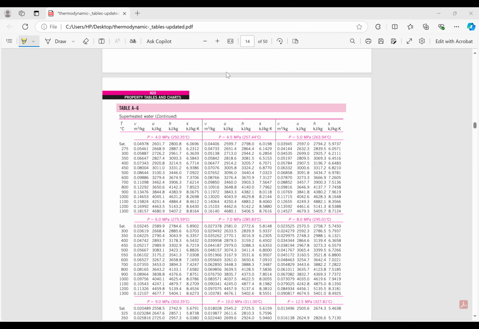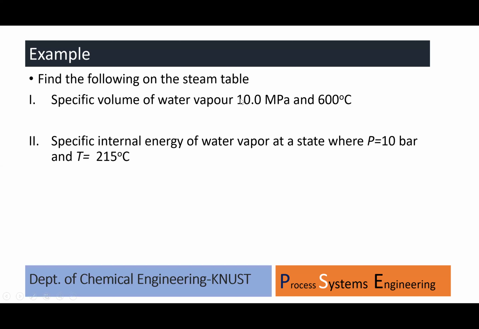Okay. So that's it for 10 megapascal and 600 degrees Celsius, right? So for this one, you read the value from the table. You read the value from the table. So I'll use the next example to re-explain how we go about it, right?